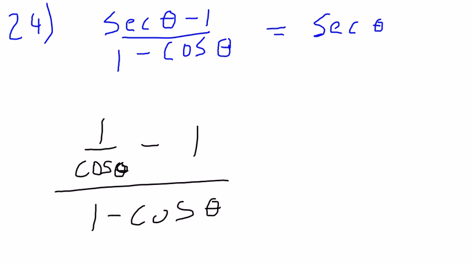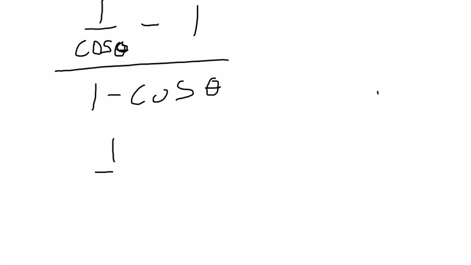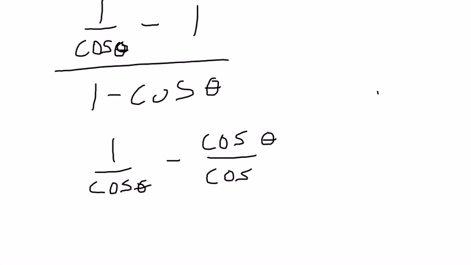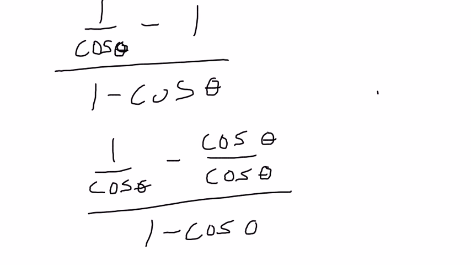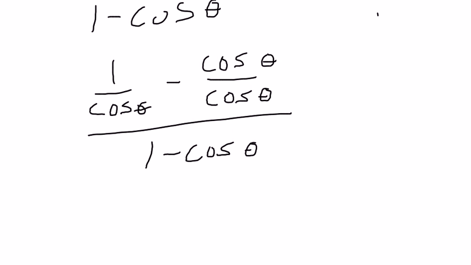Okay, so on top I'm going to get a common denominator. So this would be 1 minus cosine minus cosine over cosine. On the bottom I still have 1 minus cosine theta. So I want to try and turn the bottom into sine squared. So I'm going to multiply the bottom by 1 plus cosine, and that means I multiply the top by 1 plus cosine.